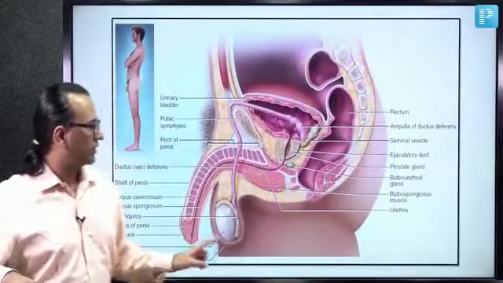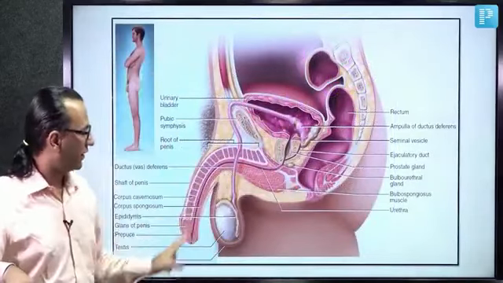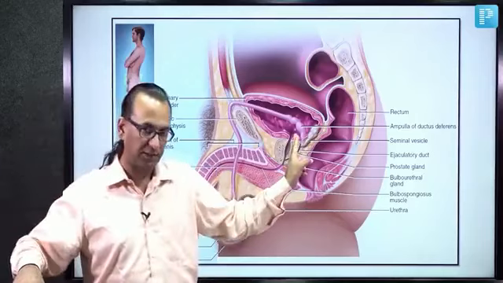Here we want to discuss the details of the male urethra now, and the length of the male urethra is approximately 20 centimeters.